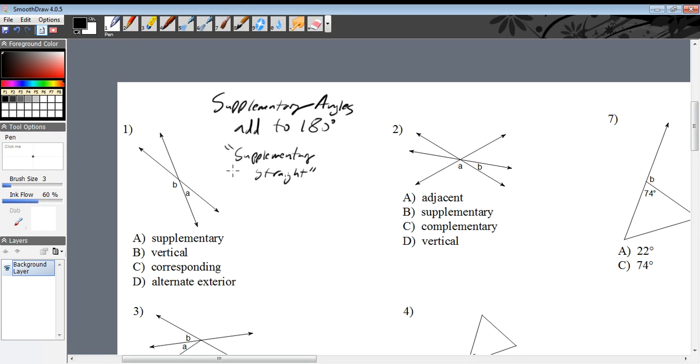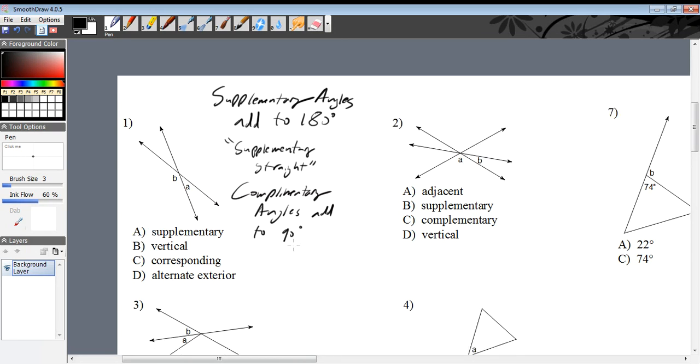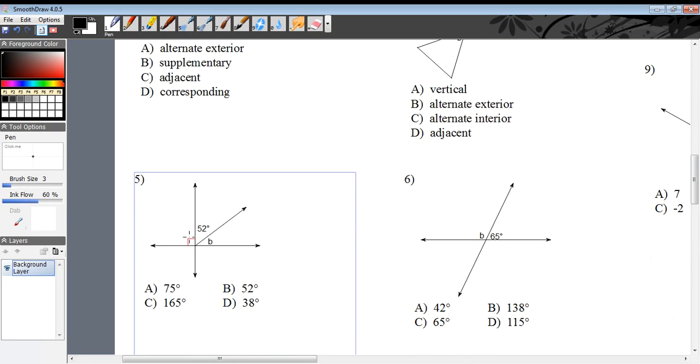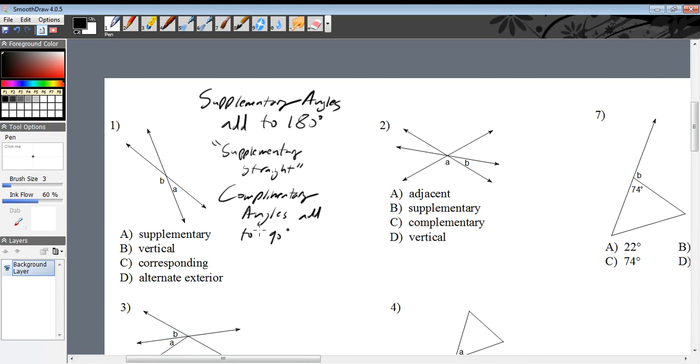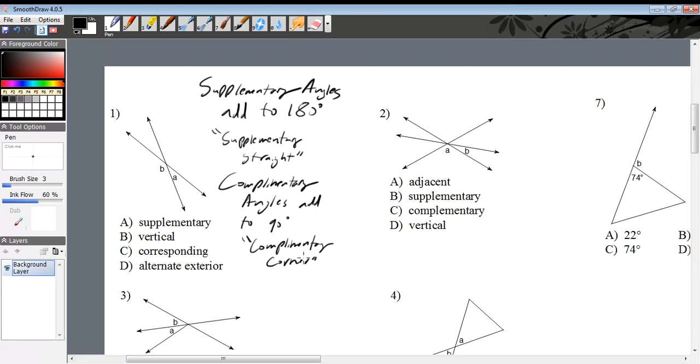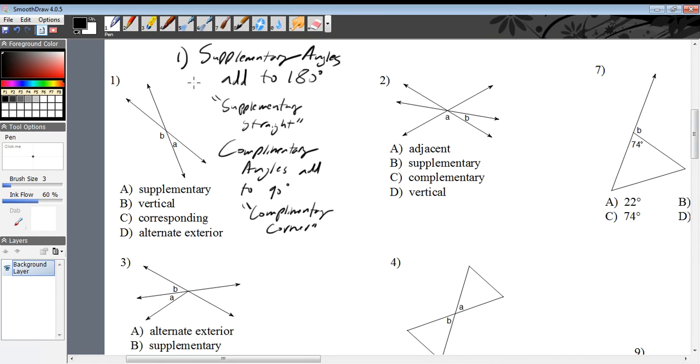And then you're going to need to remember complementary angles. They add to 90 degrees. So something like this here, a complementary corner. So you can remember this: complementary corner.